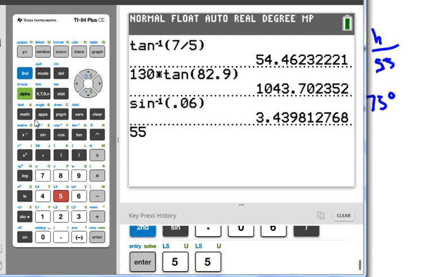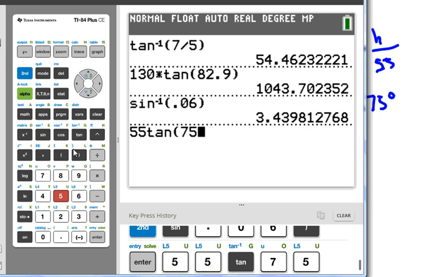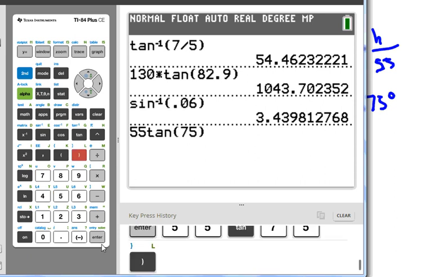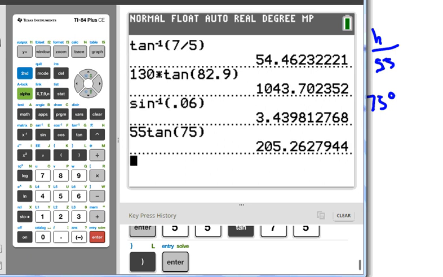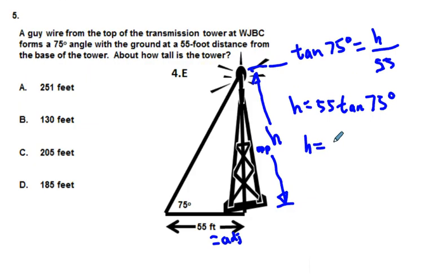So height equals 55 tangent 75 degrees. We are in degrees here. Enter. 205.3 feet. So, what is going to be our best answer? Answer choice C.